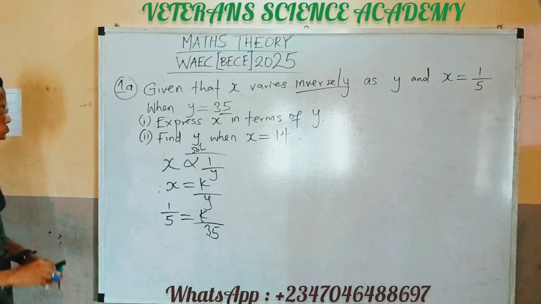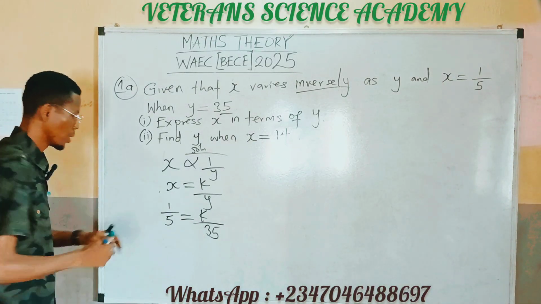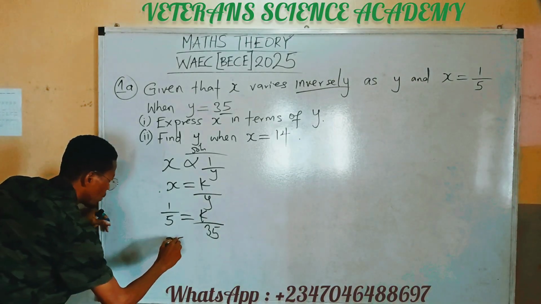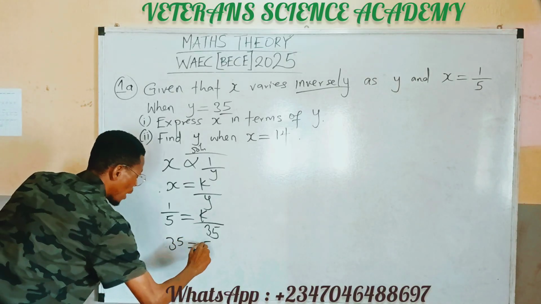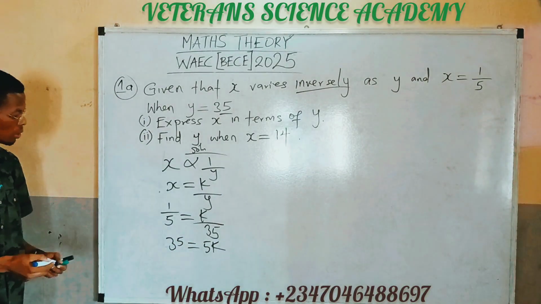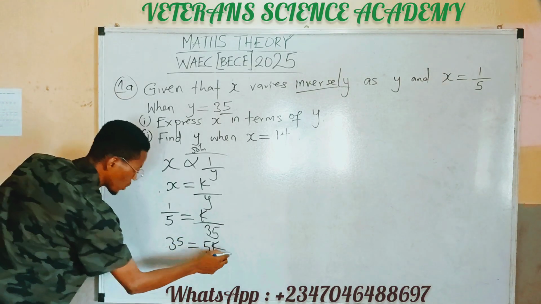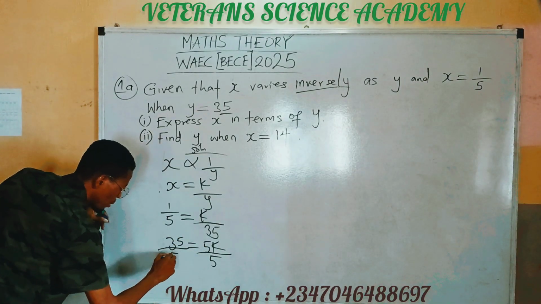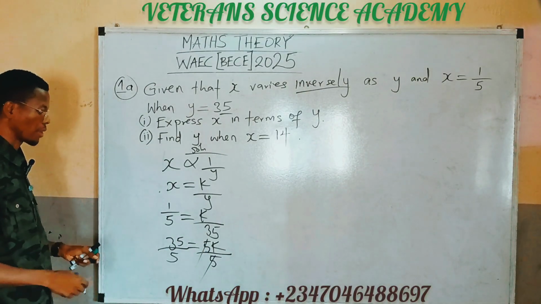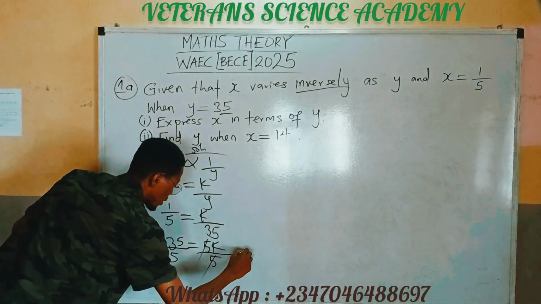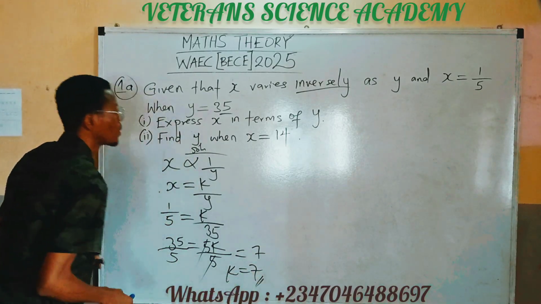So we have this. What do we do? Of course, multiply. 35 multiplied by 1 gives us 35, equal to 5 multiplied by k, which is 5k. Now we divide both sides by our coefficient here, which is 5. This 5 cancels 5, and 5 in 35 gives us 7. So k is equal to 7.